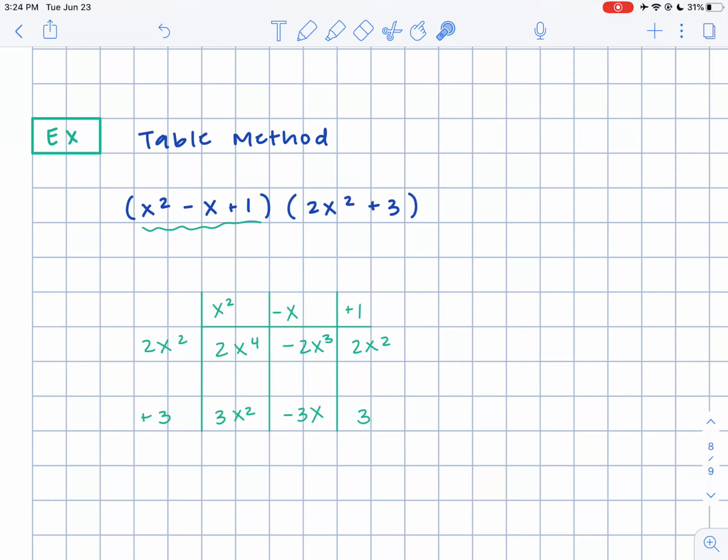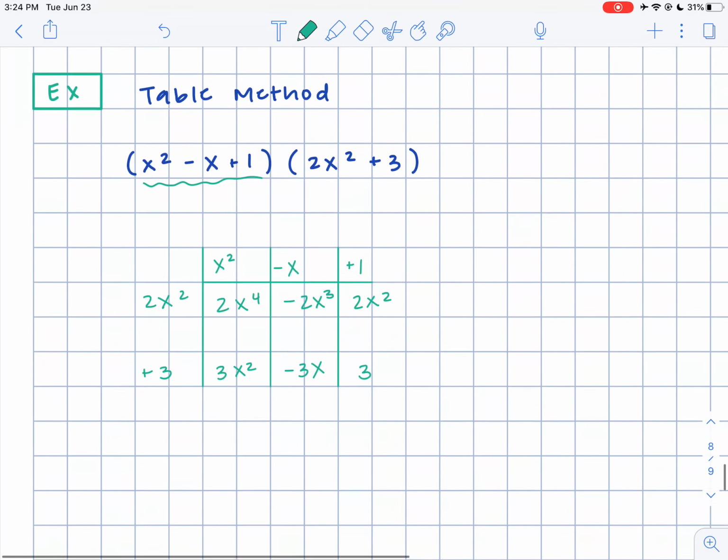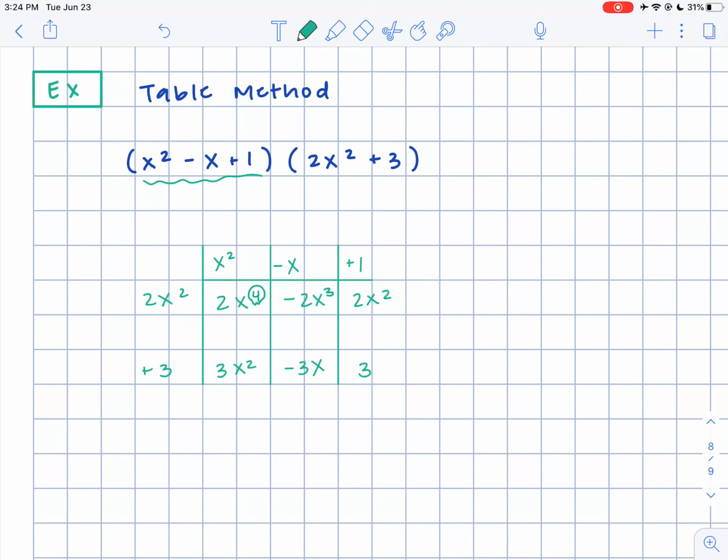Okay, so we're not done yet. We have to combine like terms to simplify our answer. So remember, our answer is written in descending order. So what are we going to look for? We're going to look for the term with the highest degree. And I see that it's 4. So we'll write 2x to the 4. And I don't see any like terms, so I'm just going to leave that.